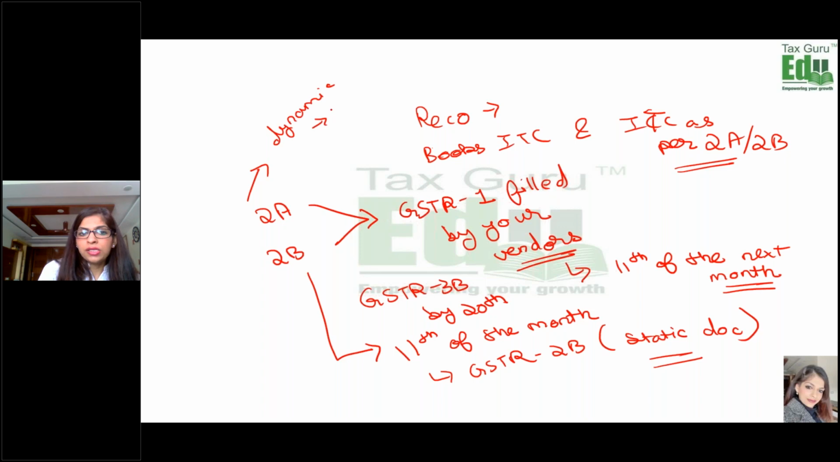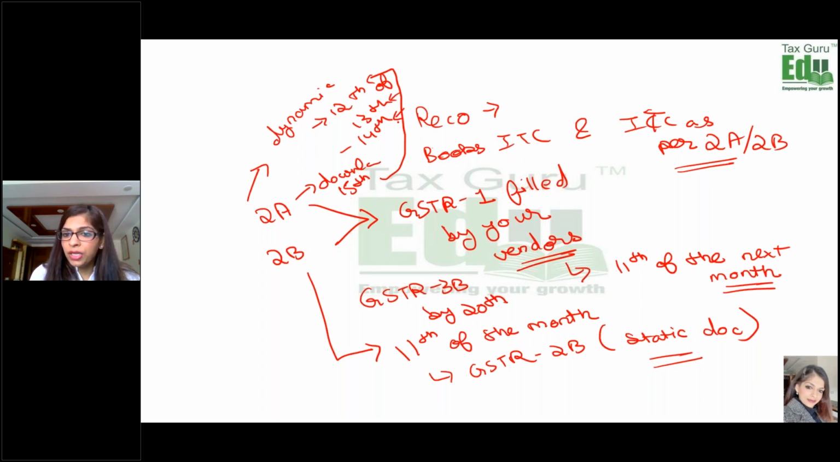Even if anyone is uploading their GSTR-1 on the 12th or 13th or 14th, whenever they upload, and let's suppose I download my 2A on the 15th of the month, it will have data for these three also. So it is a dynamic document. It is not static. It keeps on updating every day depending upon the changes made by your vendors. But 2B is a static document. It's a legally valid document, because even the law says that the ITC you are eligible to take is the ITC as available on the 11th of the following month.